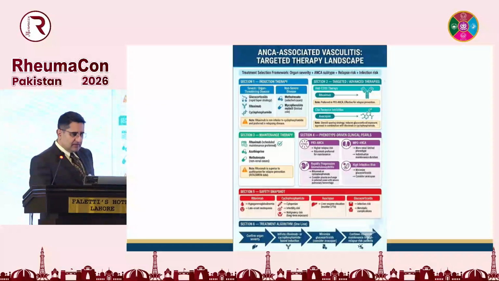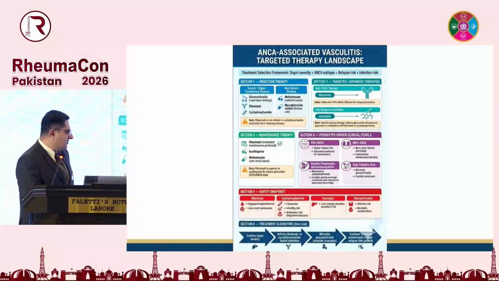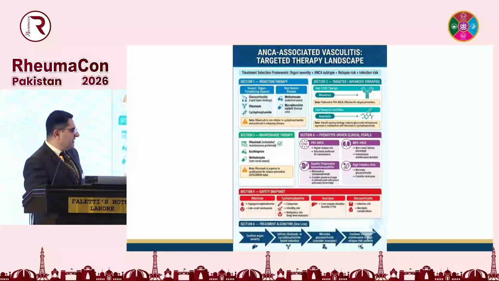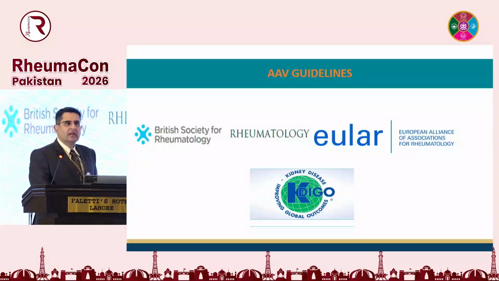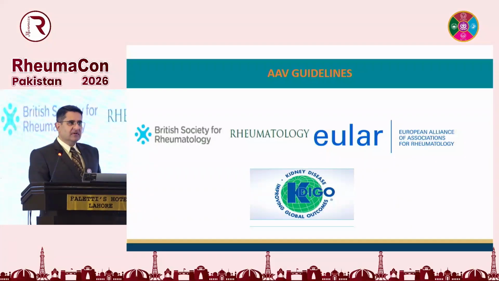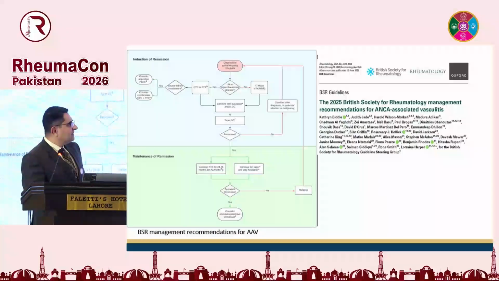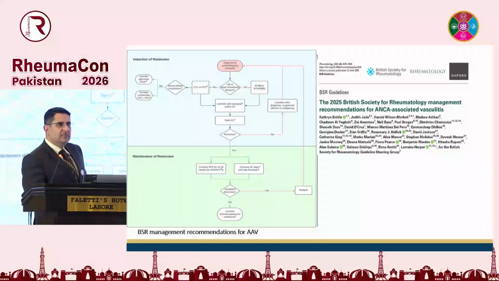So, in the treatment algorithm, we have to confirm the organ severity, initiate rituximab, cyclophosphamide-based induction, minimize glucocorticoids or use no glucocorticoids and only Avacopan, and continue rituximab maintenance in high relapse risk patients. This previous slide was a summary of the guidelines, which I'm just going to touch on briefly. This is the BSR guidelines which have recently been published.